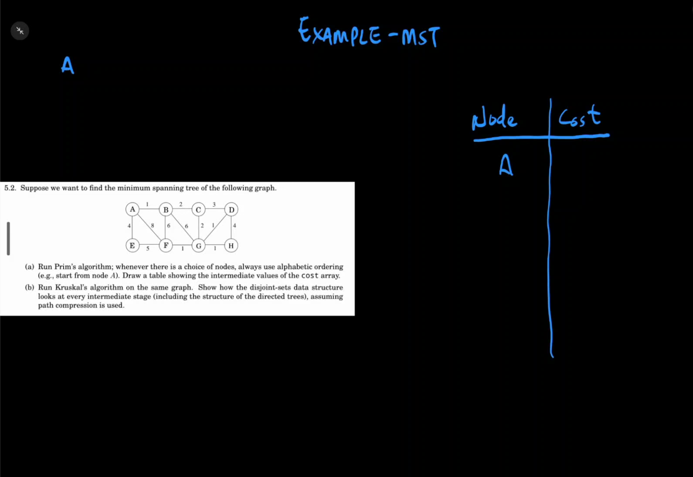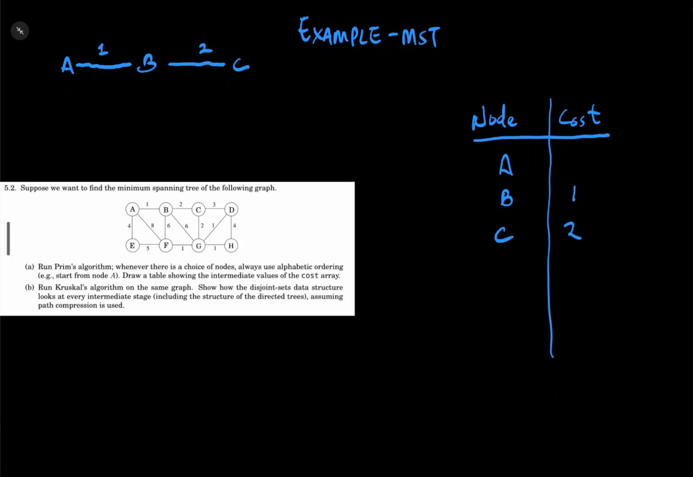So we have A from this graph. What's the cheapest edge from A? You have 4, you have 8, you have 1. So 1 is the cheapest. So you go from A, this is 1, to B. So in our table we want to update from A to B. We have cost 1. And from B, what happens? From B, you have 6, you have another 6, and you have 2. So from B to C, that's 2. This is actually how Prim's algorithm works.